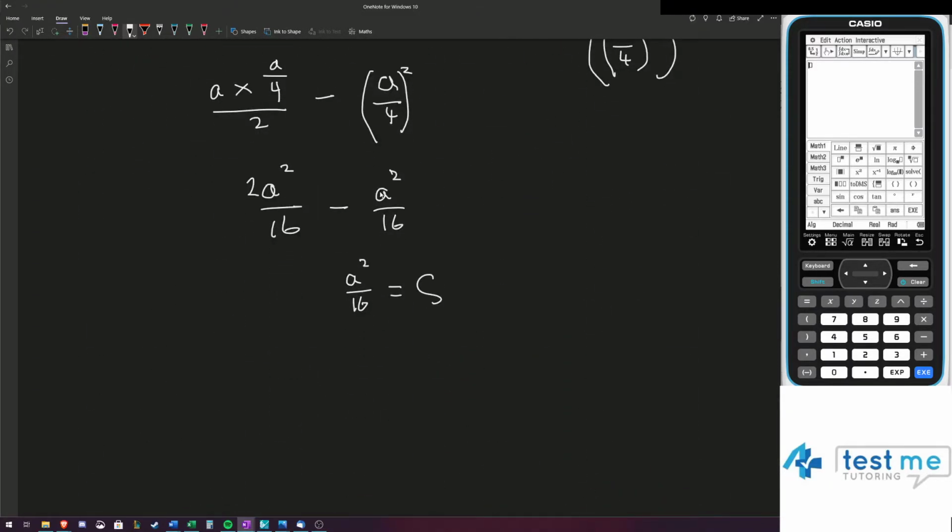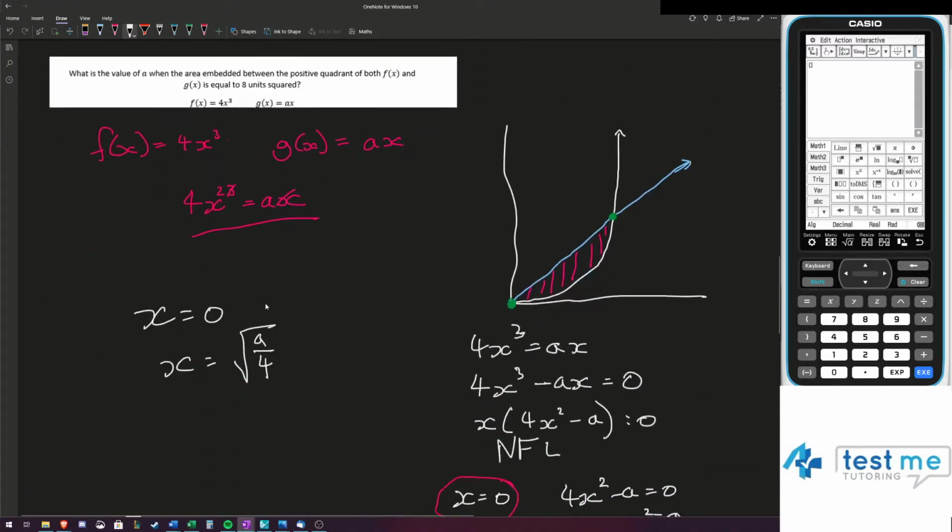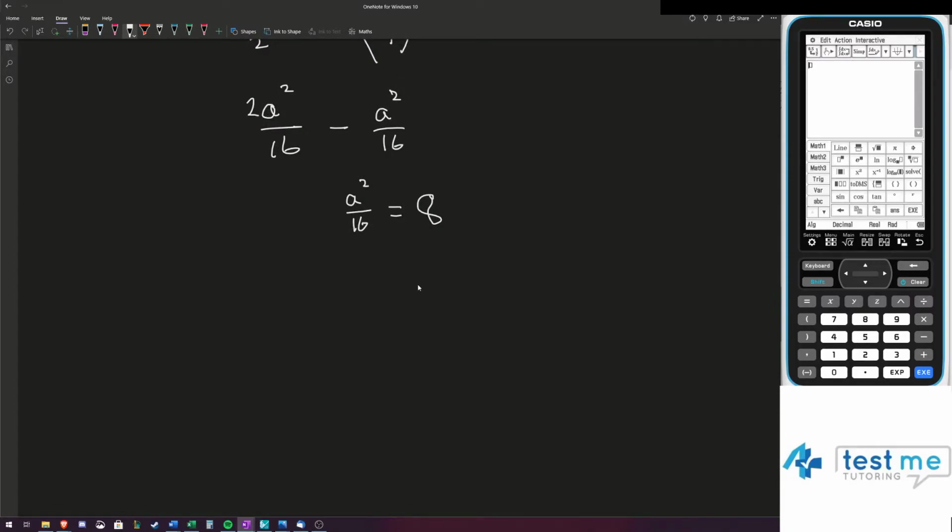So, in the question it states the area is equal to 8 units squared. So when we're doing it, we write 8 in as units squared. Now we can solve for a. So, 16 by 8 is 128. A squared equals 128. And then a is equal to the square root of 128. Hope that's alright, guys. That's basically how we work through that answer, and it's plus or minus as well.